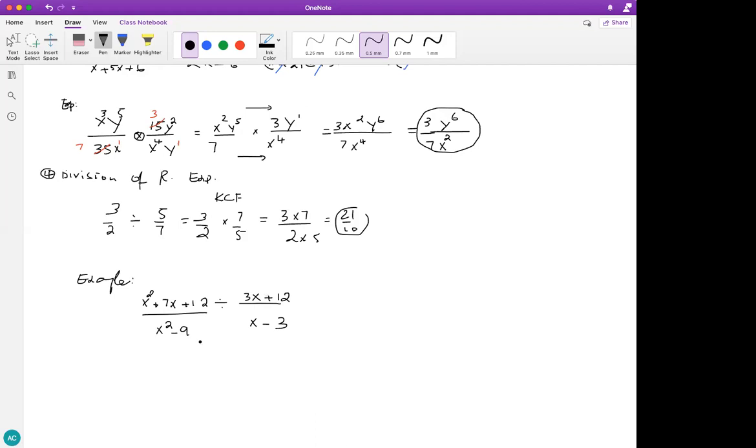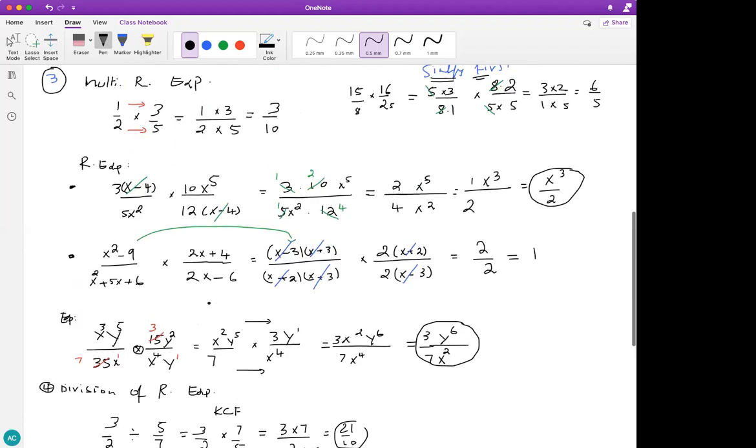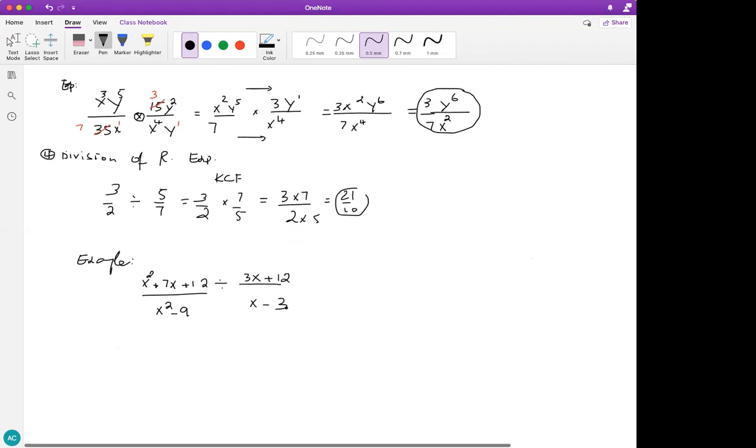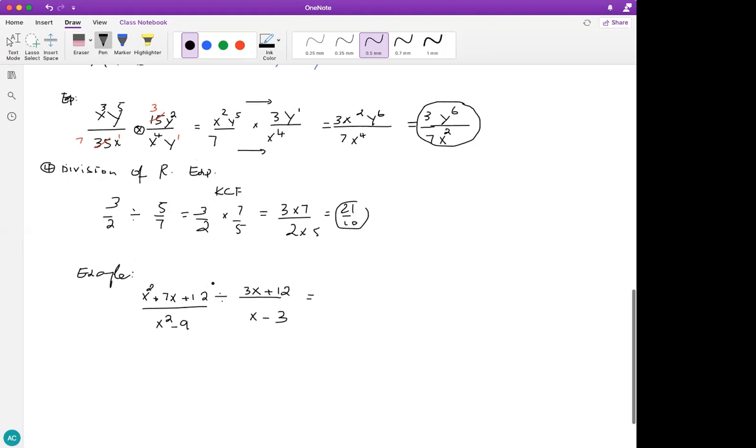Okay, so we would like to simplify or divide these two rational expressions. So this is probably as complex as it can get. It's gonna be a little bit longer than this one, for example, but again, just remember the main steps. So it's a division of two fractions. What is the first thing you do?